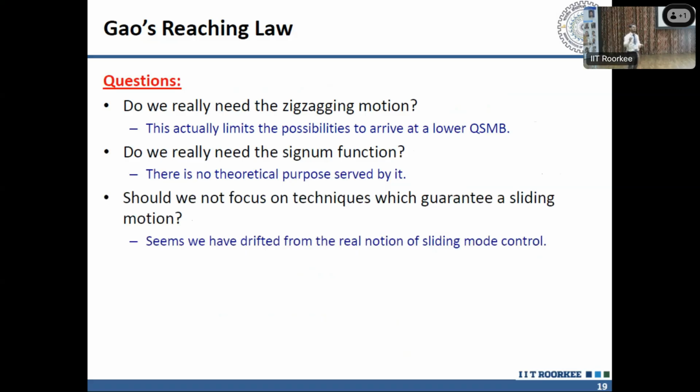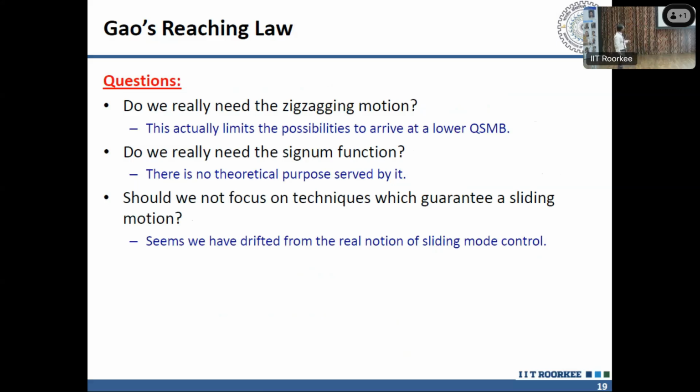Without the zigzagging motion, we can keep it within a band, and making it within a band is sufficient for us. Now we cannot maintain sliding on the surface, but we can restrict the system within a band, the sliding variable within a band. That should be enough. Why the additional constraint of having zigzag motion? Maybe there is a possibility to arrive at a lower band if we remove this zigzagging motion.